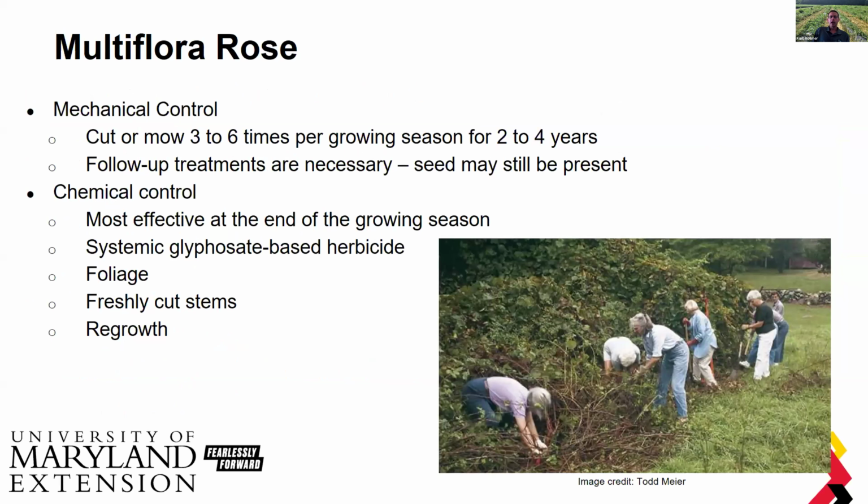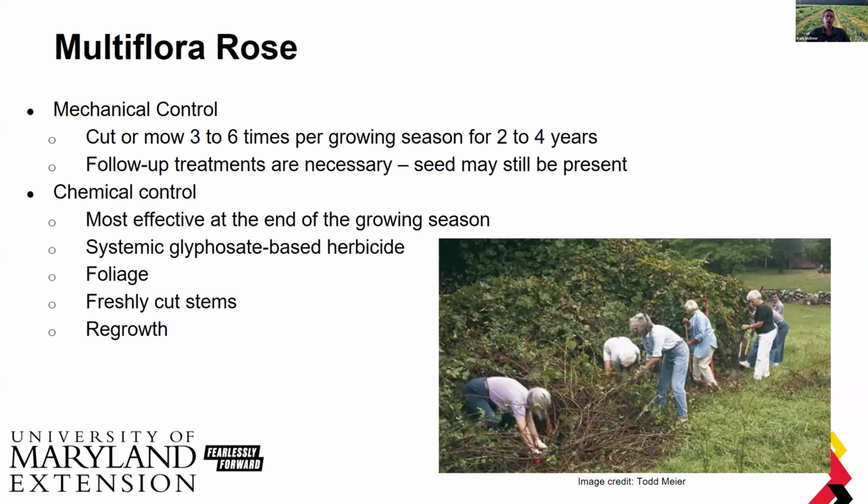Mechanical control is an option for multiflora rose, but it's not going to be a one-time or one-size-fits-all approach. For multiflora rose, you generally want to cut or mow 3 to 6 times per growing season for about 2 to 4 years to manage these plants. And follow-up treatments are going to be necessary. As I mentioned, the seeds can be long-lived in the soil, and they may be present even after you've removed an entire patch.